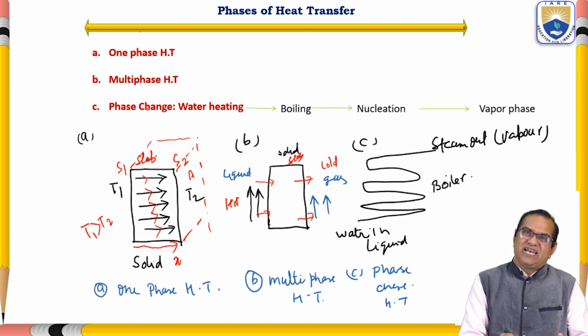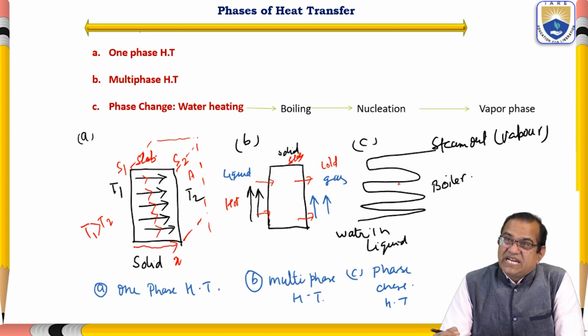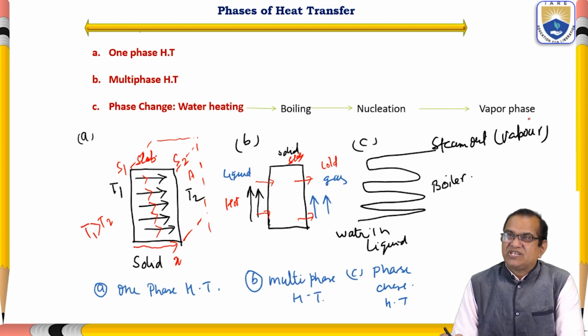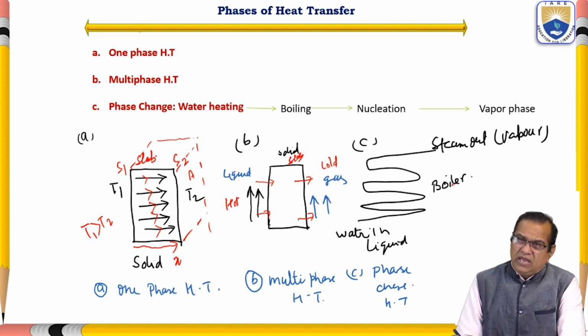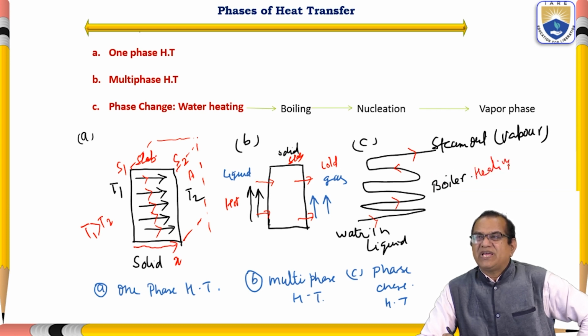Next we can see the phase change. In the phase change, take our refrigerator. In the refrigerator we have some refrigerant, normally found in liquid form, and if we boil this liquid, it will nucleate and then vaporize. Or if you see water in liquid form, water is entering and moving like this, and here it will become steam, and it is heated by the boiler.